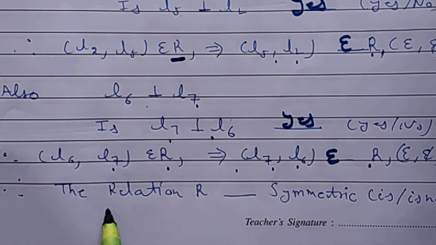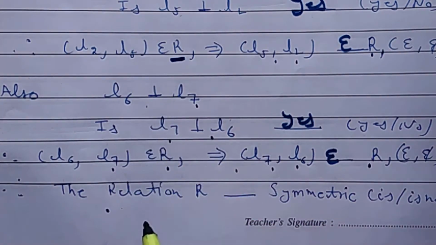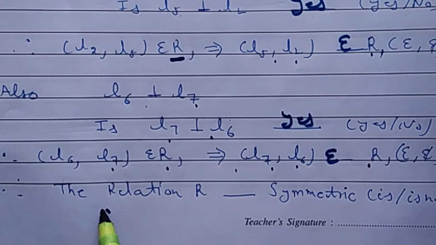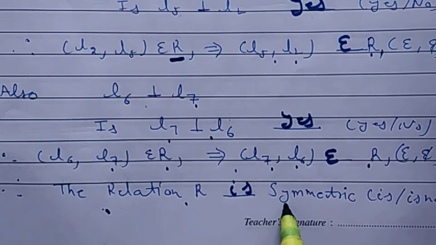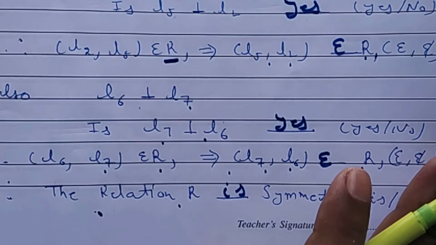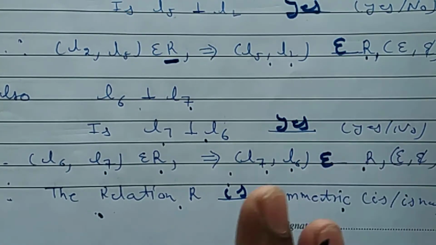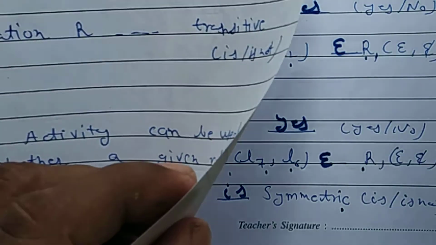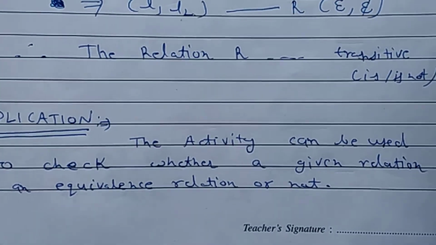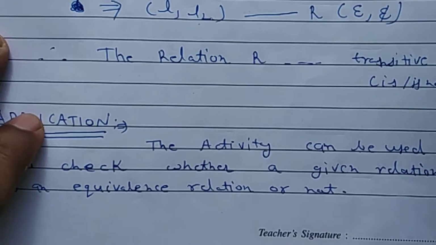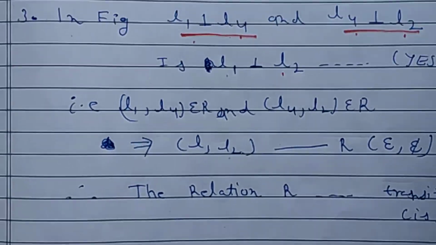So in these three examples, what conclusion did we get? The relation R is a symmetric relation. Now we check the relation R for transitive. The third point is transitive.